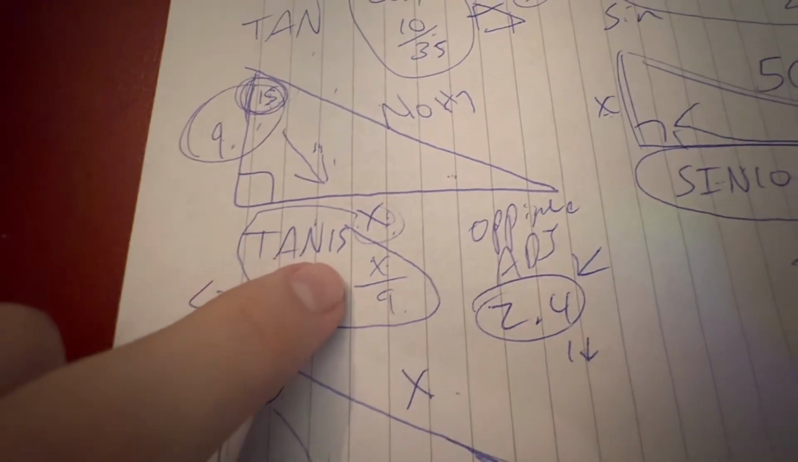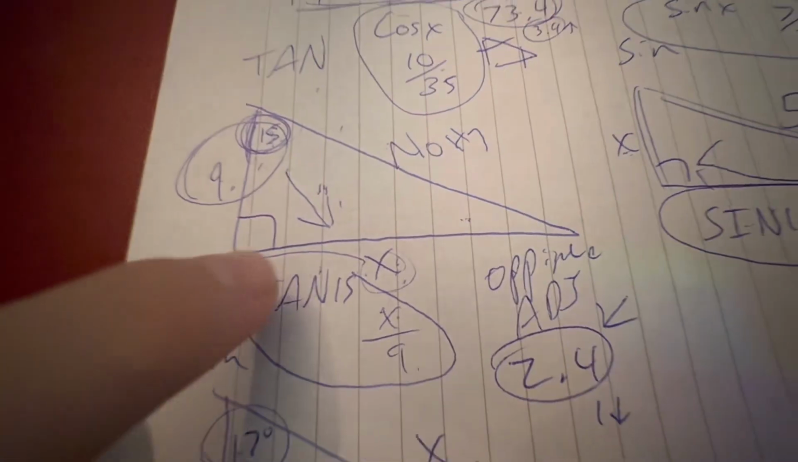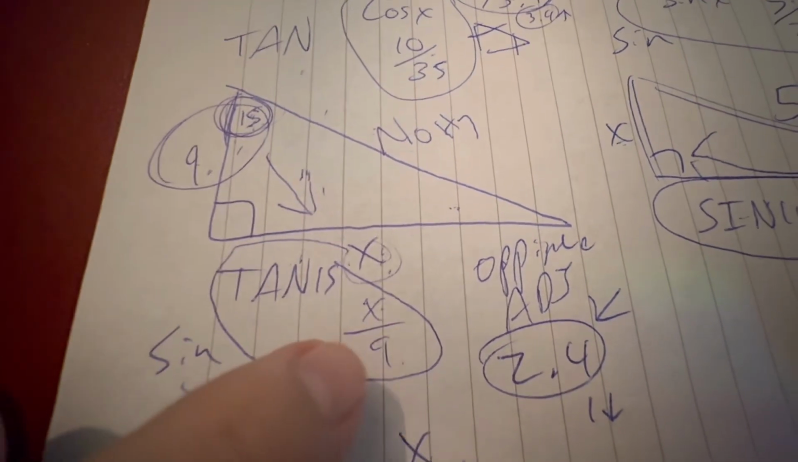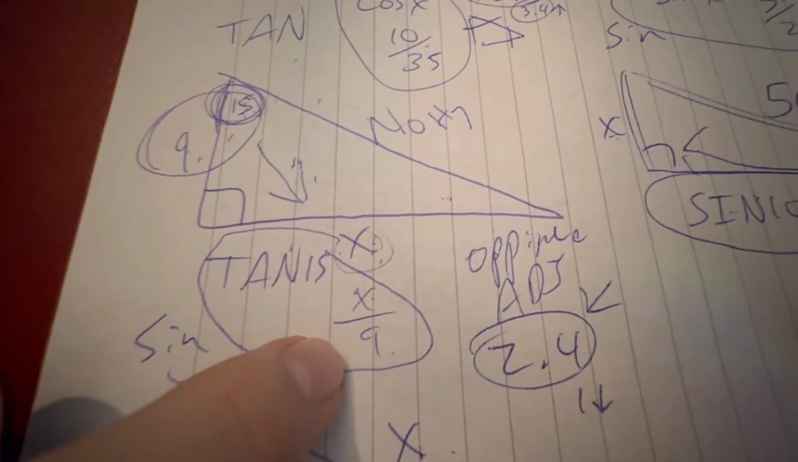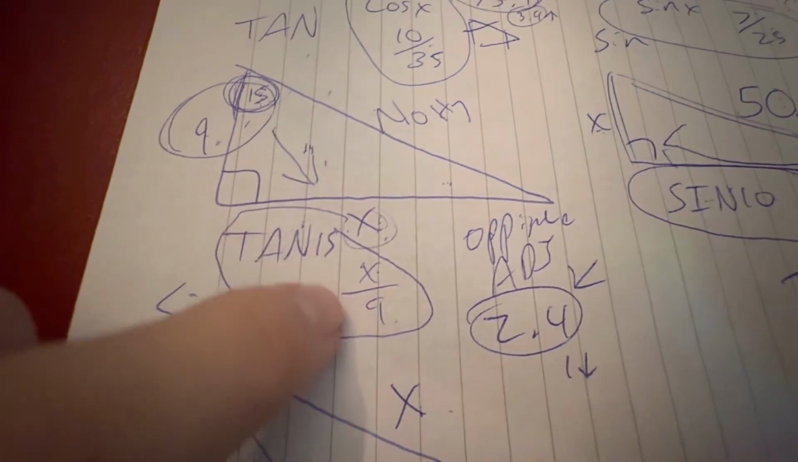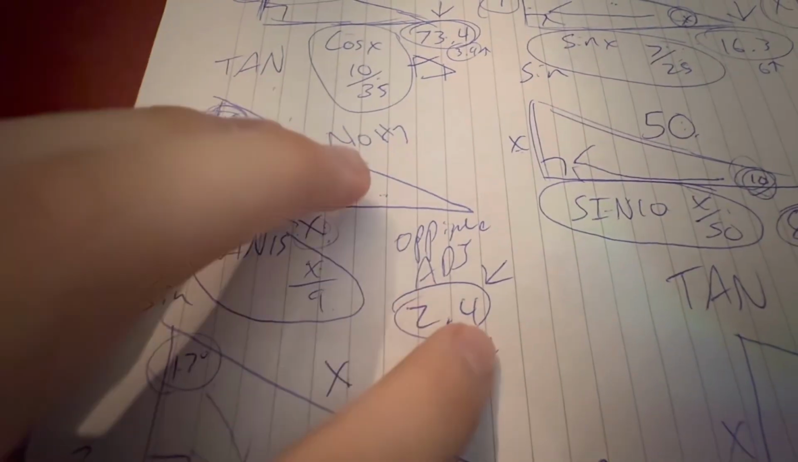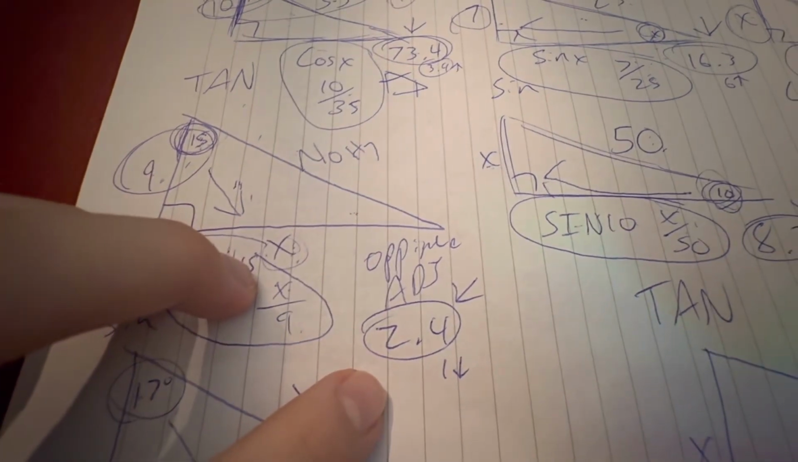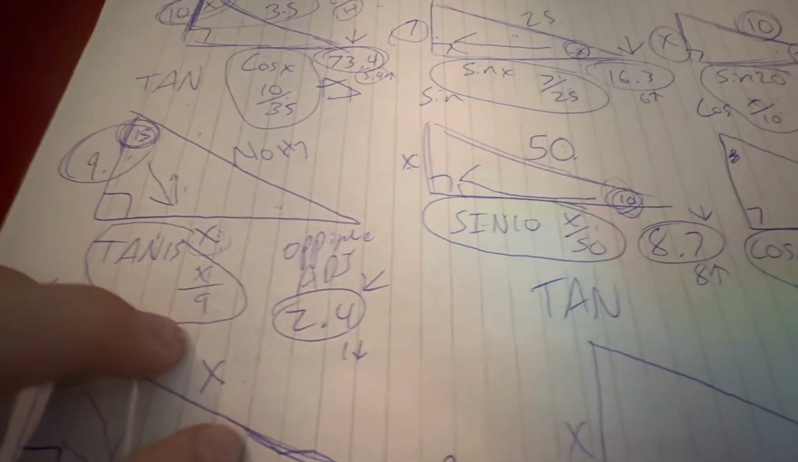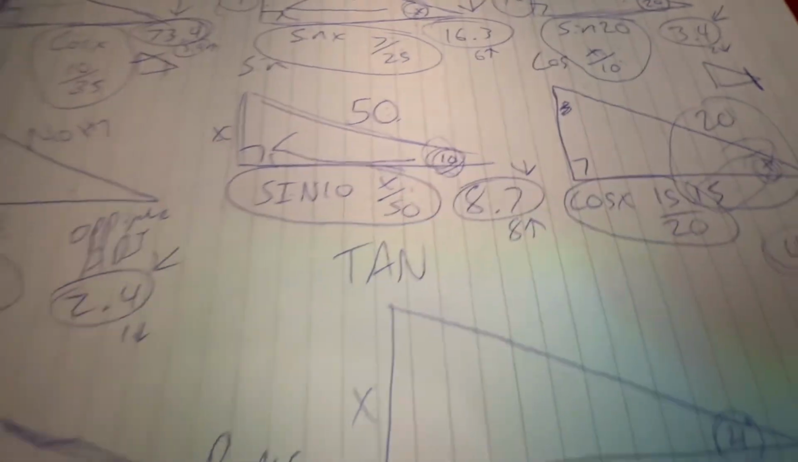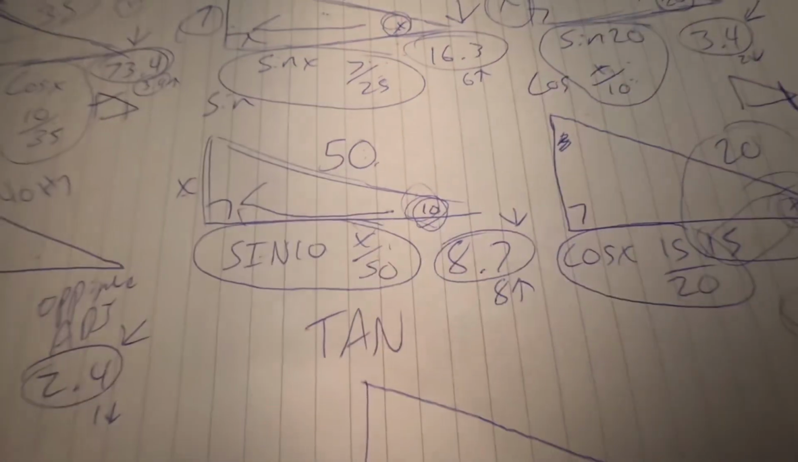So the tan of 15 is x over 9. So you're going to get the tan of 15, and you're going to multiply it by 9, because the 9 is on the bottom here. You multiply what's on the bottom by the tangent. So you're going to get 2.4 for that. Again, if you need extra lessons, I can help you out, but this is something I struggled with, so I'm trying to teach y'all guys it to the best of my potential.